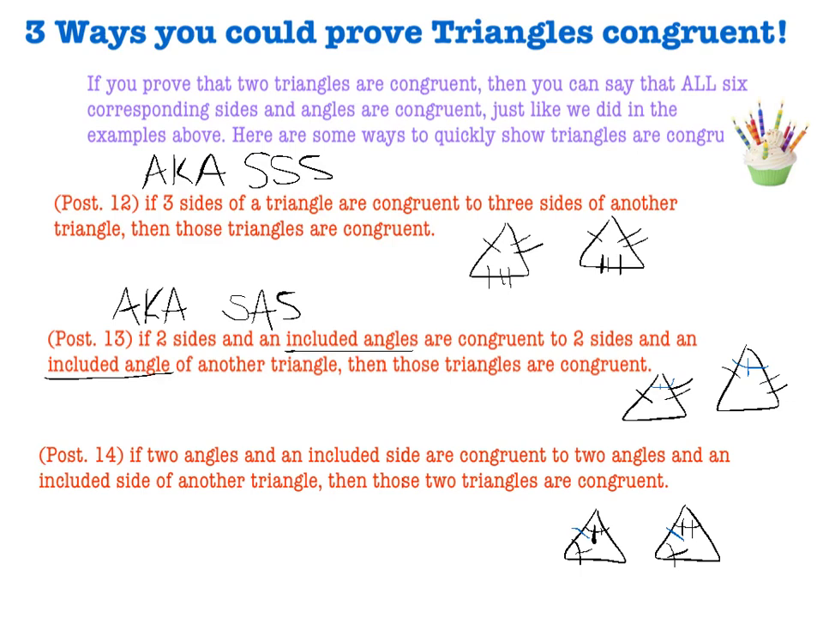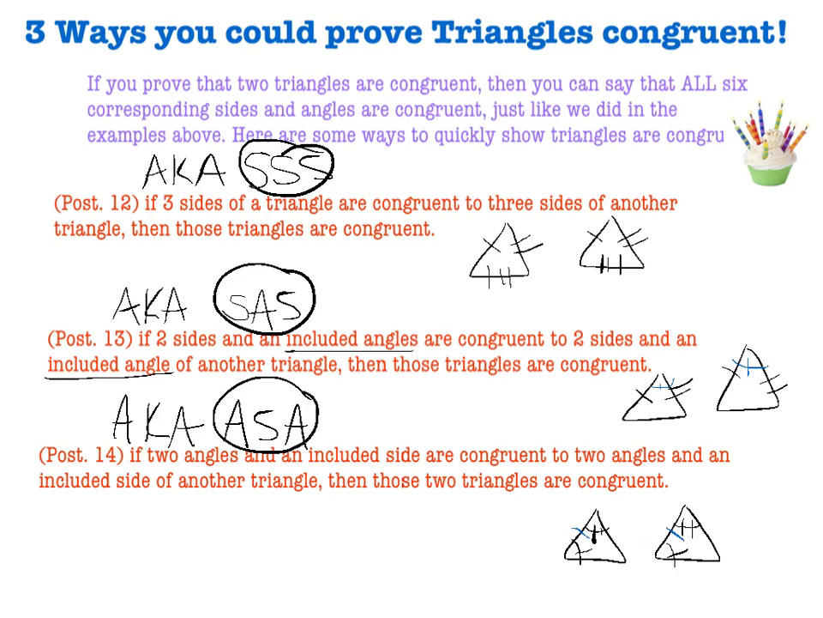Instead of being side, angle, side, I would call this one angle, side, angle. So its AKA is angle, side, angle. These 3 abbreviations represent the 3 ways you could prove triangles congruent.